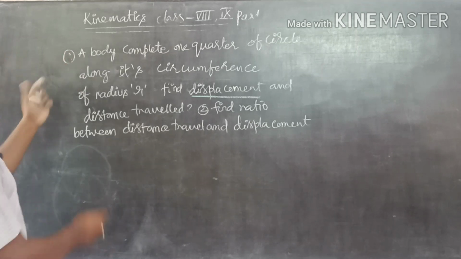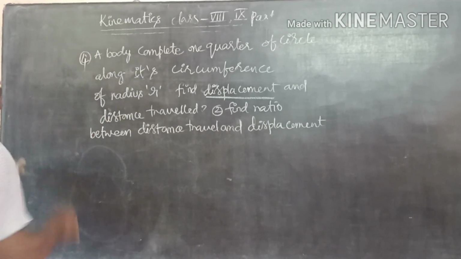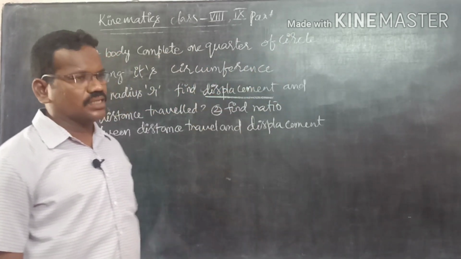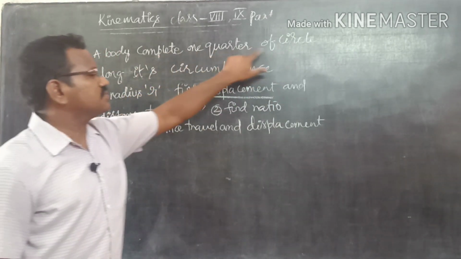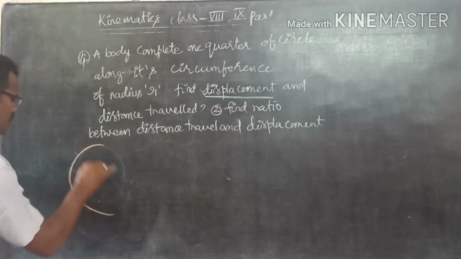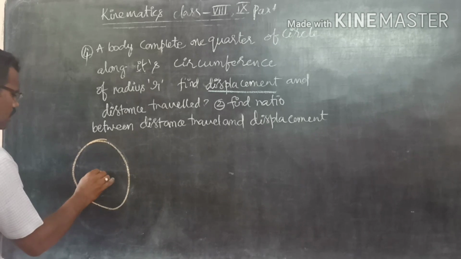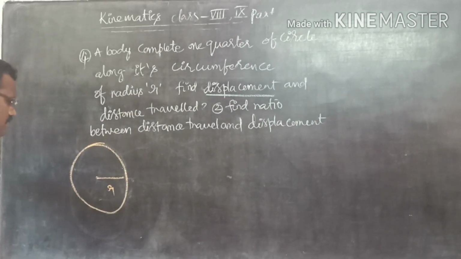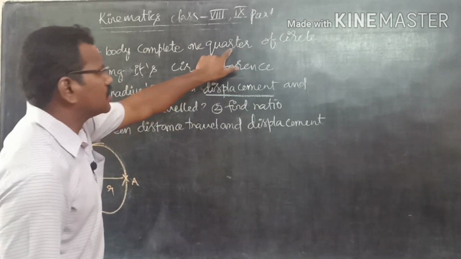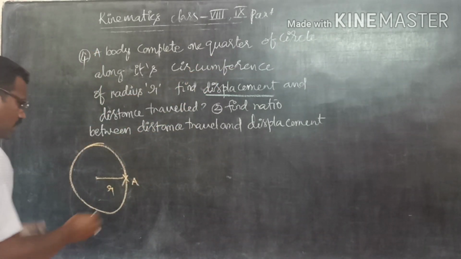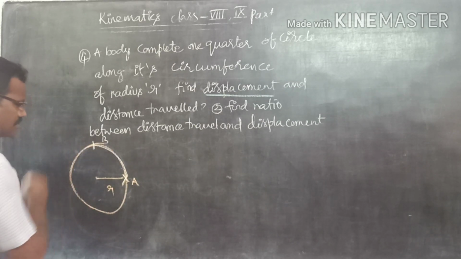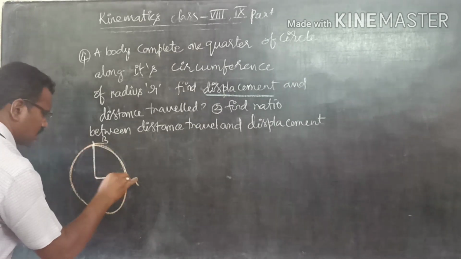Now let us observe problem number 4. A body completes 1/4 of a circle. Here a circle is there, so first of all, let us draw a circle. Now this is the radius r. Let us consider the body is at A. It completes 1/4 of the circle, meaning the body starts at A and travels along the circumference. This is 1/4 of the circle.